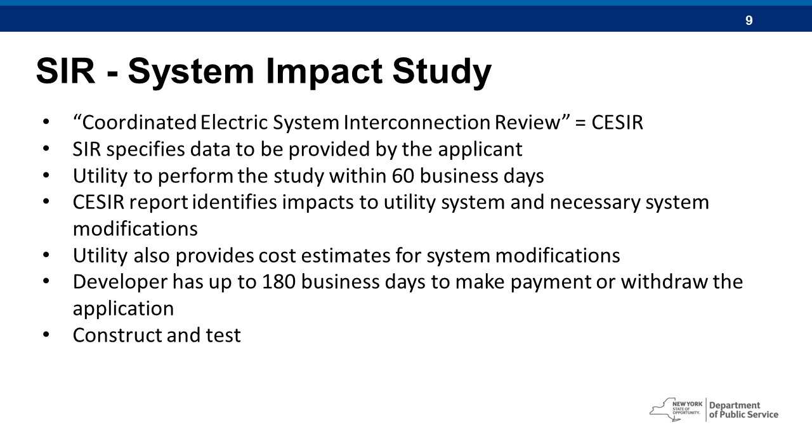This puts the developer now at another decision point. Once you get the scope of the work from the CESIR study and the related cost estimate, the developer has up to 180 business days to make full payment toward the utility's cost estimate or withdraw the application. We have a lot of firm off-ramps in our process because we want to make sure all projects are moving forward. Once you've paid for the utility construction work, of course, the next phase is to construct the project and then conduct verification testing and energize, and all of that is addressed in more detail in the rules.